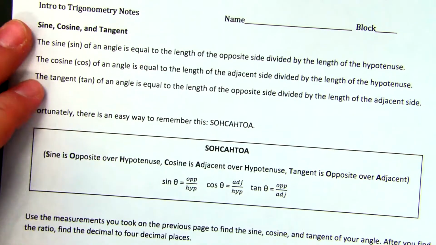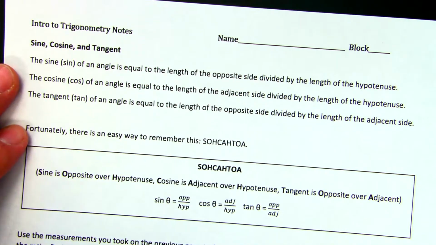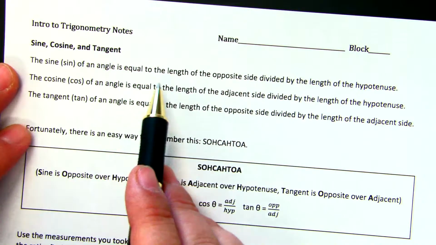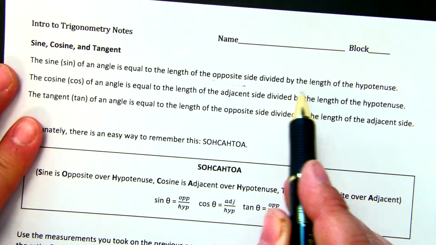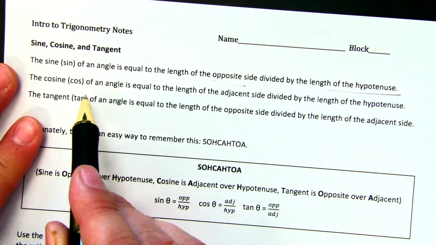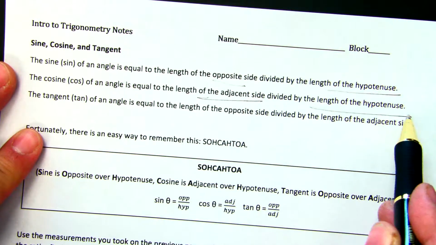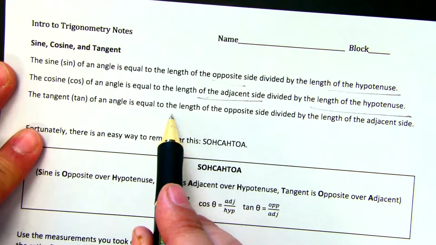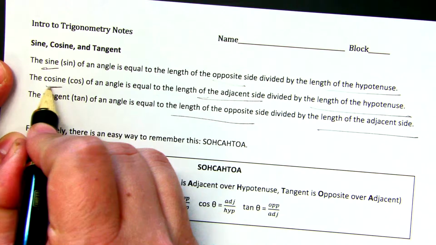Okay, this is going to be about sine, cosine, and tangent. We're going to use those numbers that we just did to find the sine, cosine, and tangent of the angle. So the sine of an angle is equal to the length of the opposite side divided by the length of the hypotenuse. Cosine, the length of the adjacent side divided by the length of the hypotenuse. And tangent, length of the opposite side divided by the length of the adjacent side.